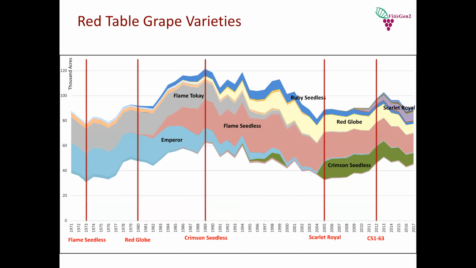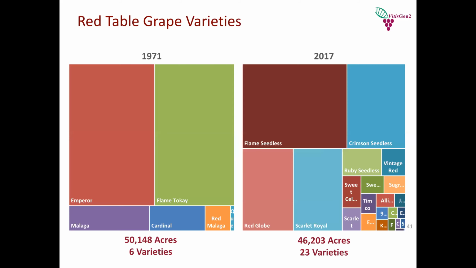The last variety that I have on this graph, in 2012, is the C5163. It's commonly called Vintage Red, and the other trade name for that is Crimson Killer. I think it's pretty clear what the intention of releasing that is: that it's in some way superior to Crimson Seedless. We don't really see that acreage in the data yet, but we can still look at the difference in payoffs per acre for the short time it's there. And again, looking at the big picture, we have 50,000 acres for red table grape varieties, slightly decreasing to 46,000 acres, and we're going from 6 to 23 varieties.